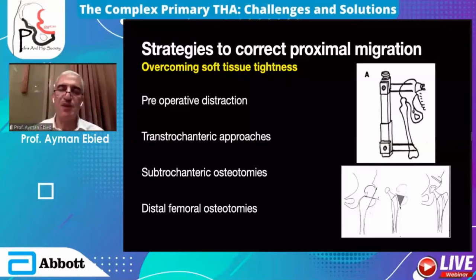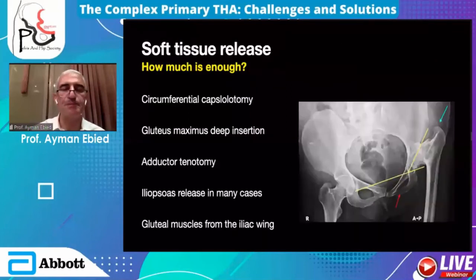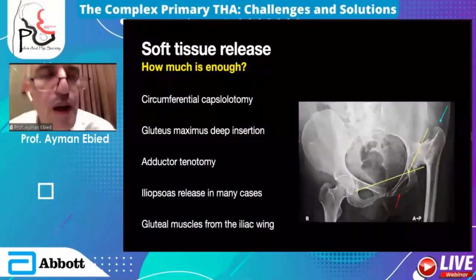Obviously, this is sometimes faced with the fact that trochanteric non-union might happen as a result of detachment of the greater trochanter. And we know that the transtrochanteric approach was popularized by Charnley in the early 70s, but it is being used by some surgeons in cases of DDH nowadays. There is obviously the strategy of performing the distal femoral osteotomy. As I said, soft tissue release.